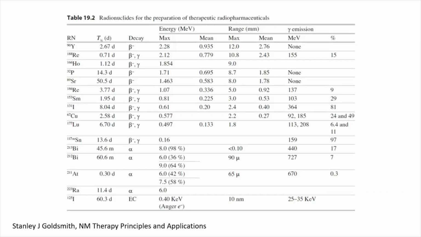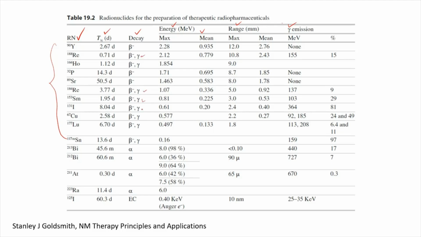And these are the radionuclides that are being used in the preparation of therapeutic radiopharmaceuticals. And you can see that these are the radionuclides over here. These are their half-lives in days. These are the decay process, the maximum energy of the beta particles, mean energy, their range, and gamma emission if they have it. So not all radionuclides will decay by both processes, beta and gamma. And we can see there are a lot of nuclides which are decaying by means of the beta decay process. Fine. And there are some radionuclides which decay by both beta and gamma decay processes.